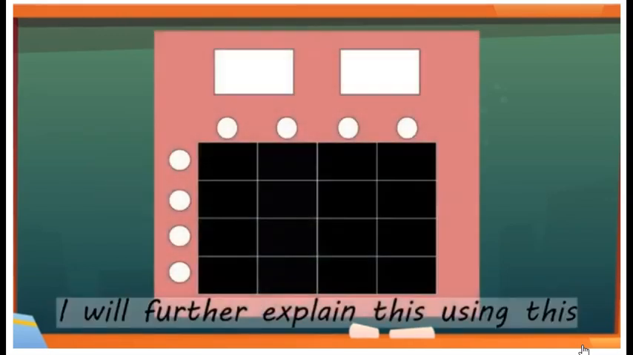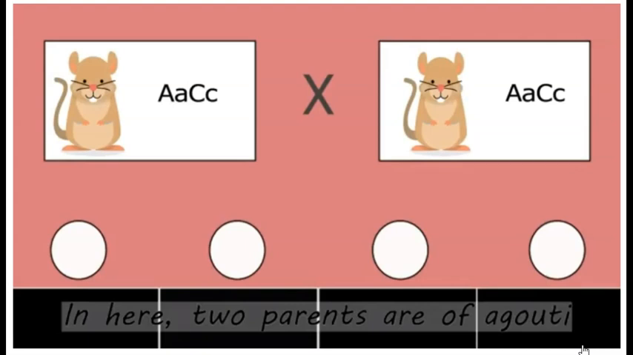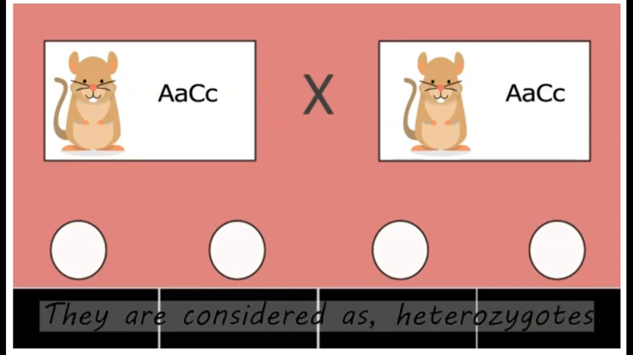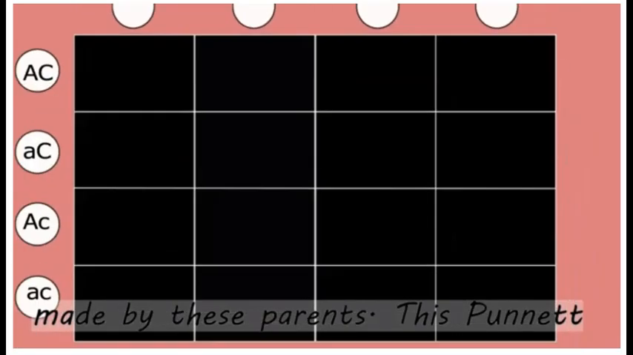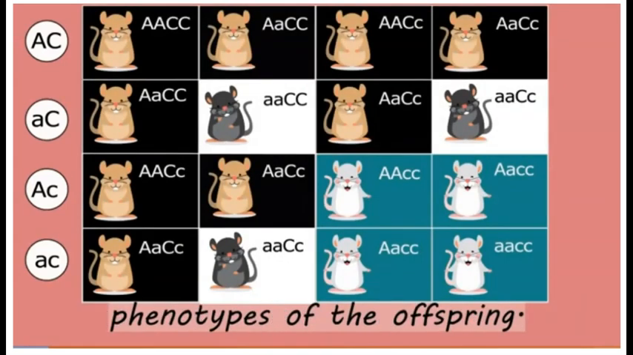I will further explain this using this Punnett square. In here, 2 parents are of agouti color. They are considered as heterozygous for both genes. These are the gametes made by these parents. This Punnett square shows possible genotypes and phenotypes of the offspring.